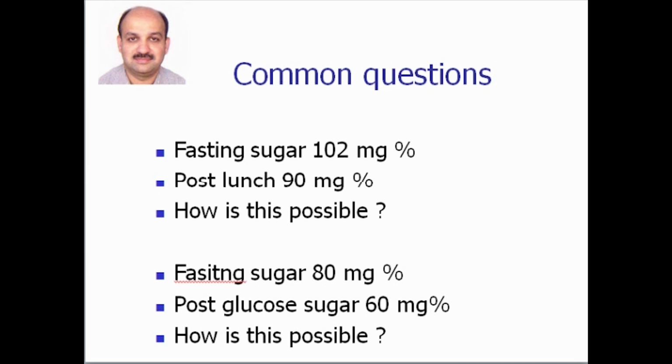We also have a case in which the fasting sugar may be 80 milligram percent and the blood glucose may come to 60 milligram percent. The patient asks, in spite of taking so much glucose, how did the glucose level drop? Again the answer is that because of excessive glucose consumption, a paradoxical increase in insulin will produce hypoglycemia.